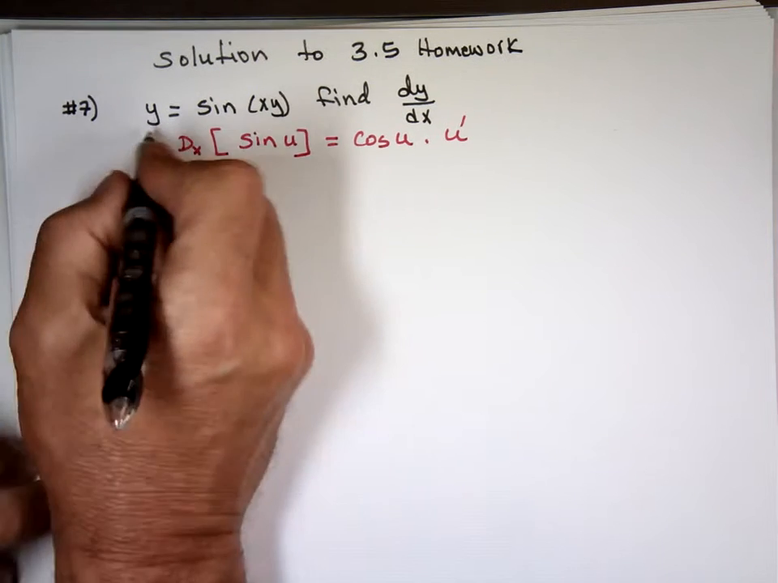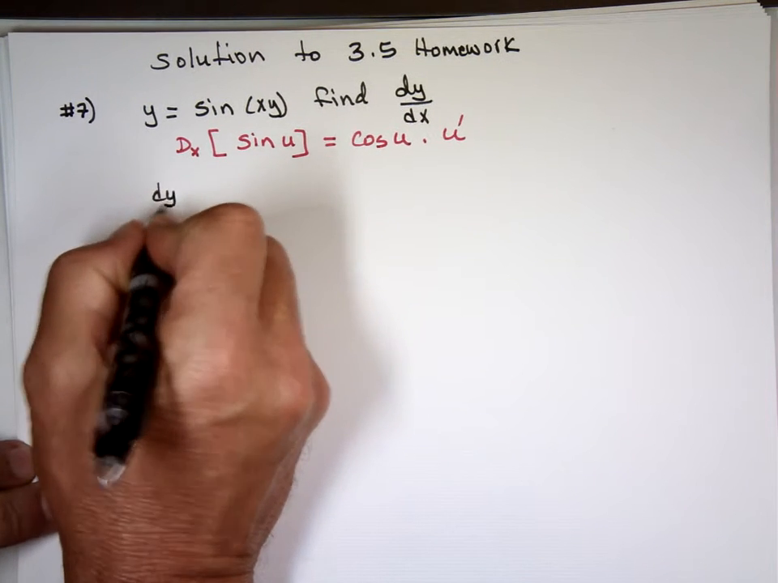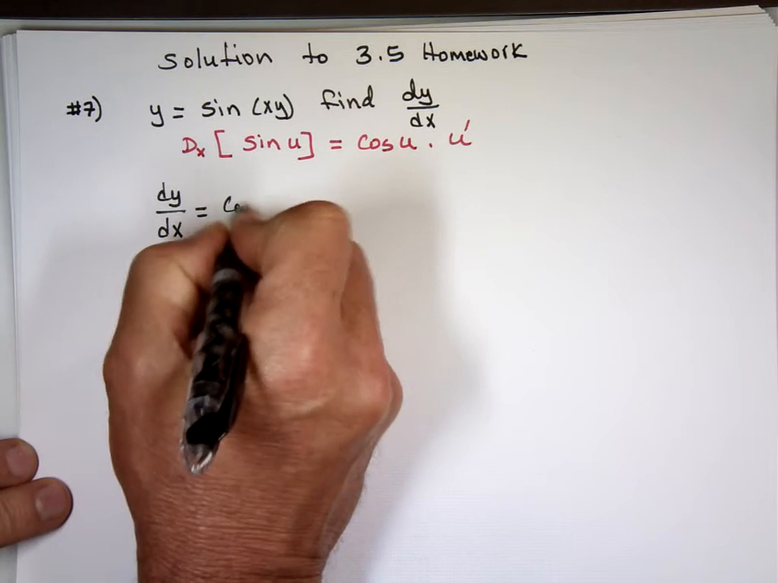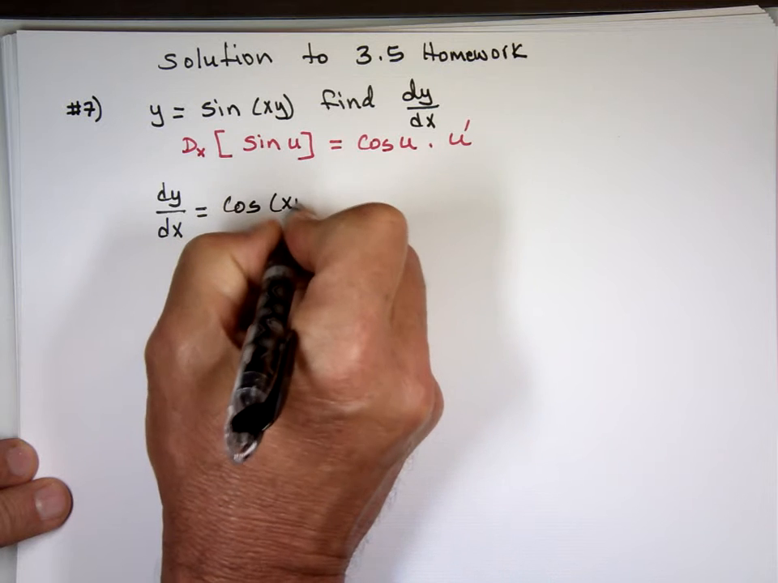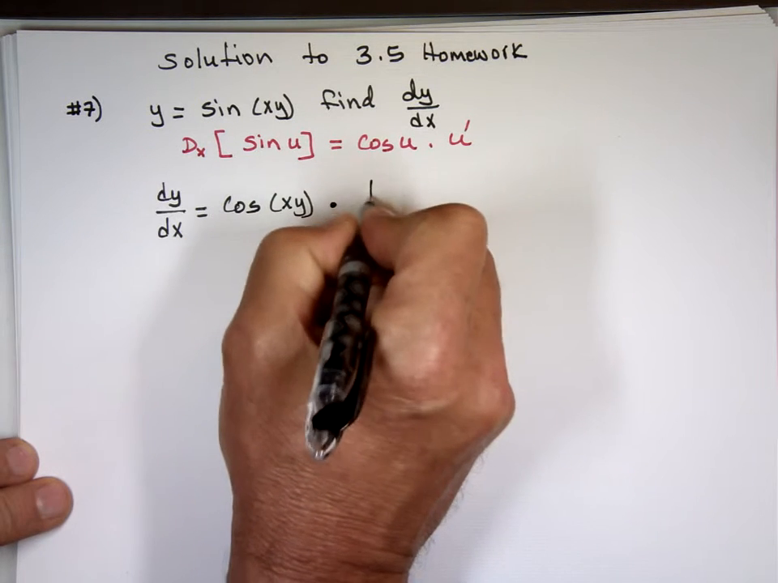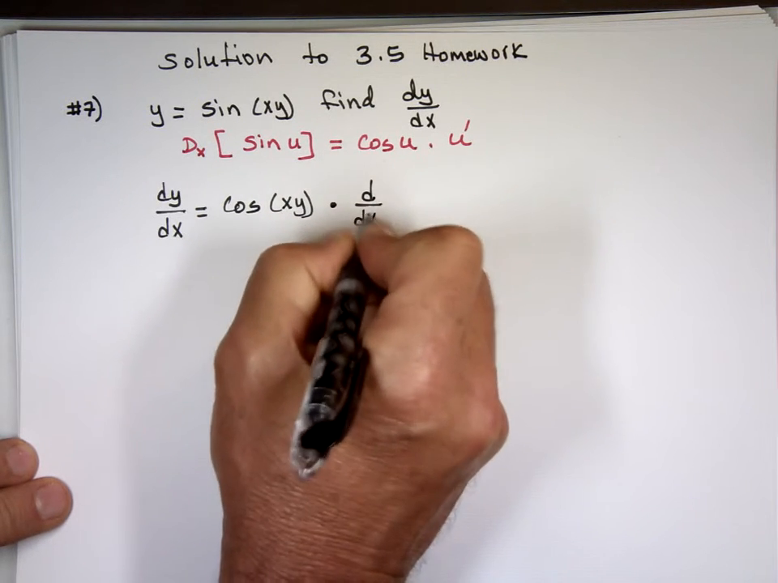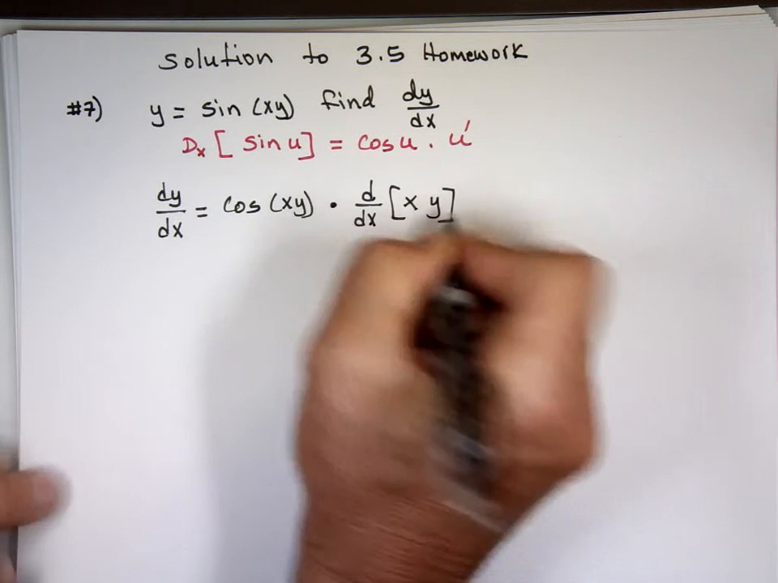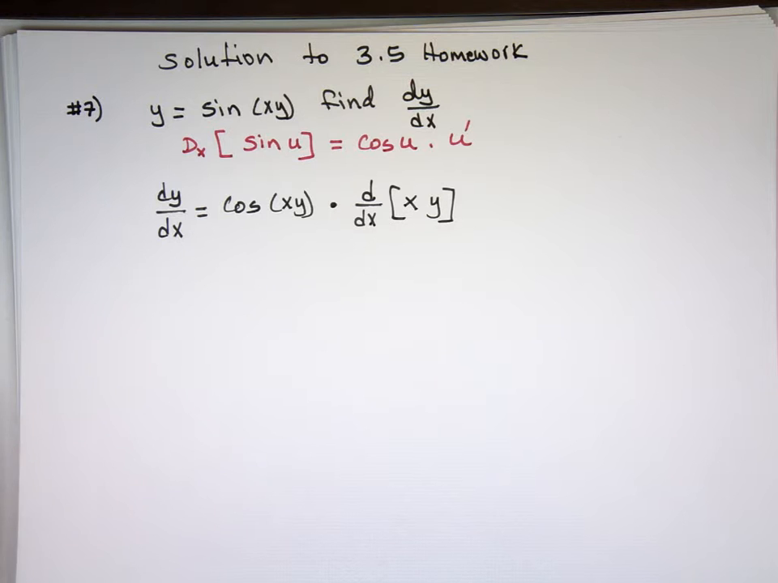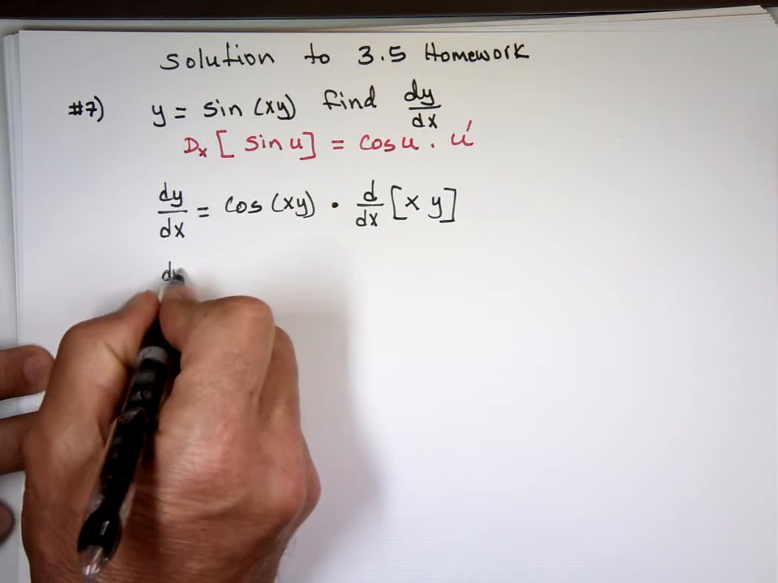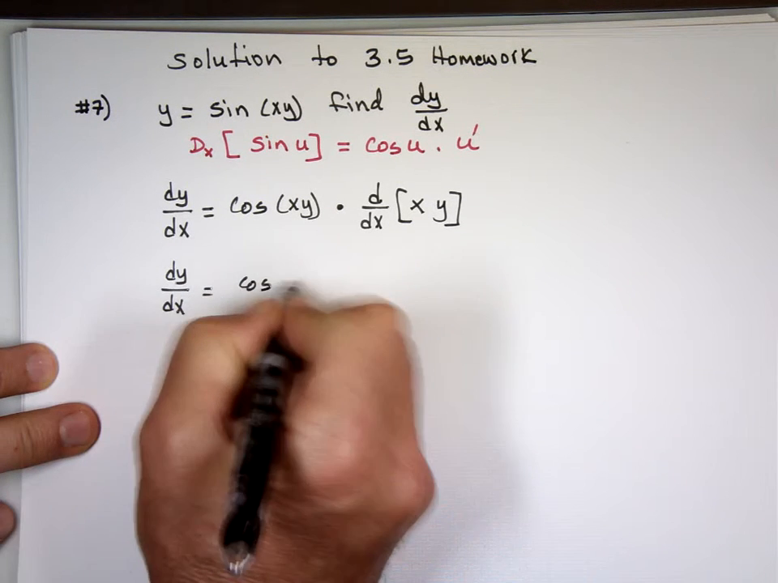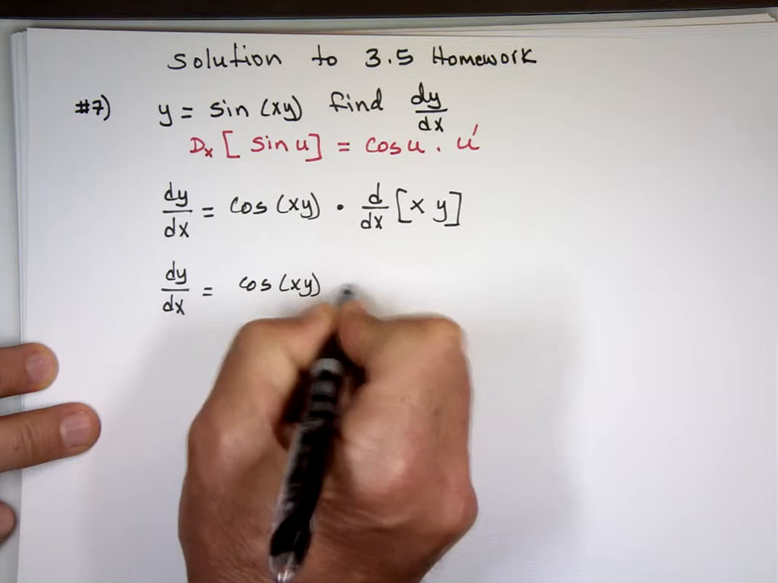So here the derivative of y, which is dy dx, instead of the sine, is going to be the cosine of xy times the derivative of the inside, which is xy. And for the derivative of this, I have to use the product rule.